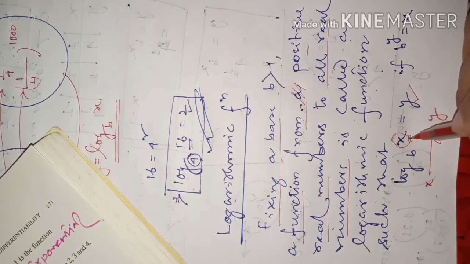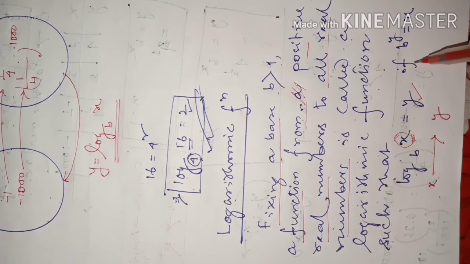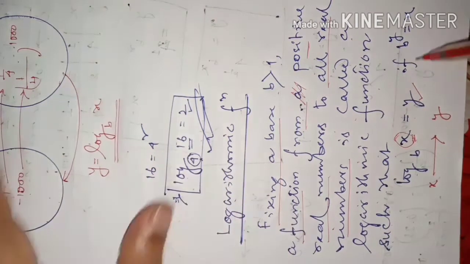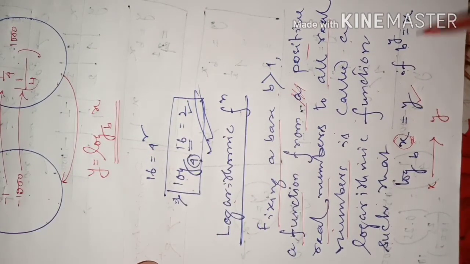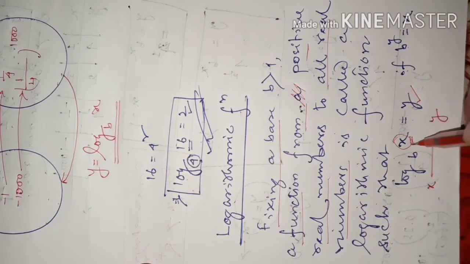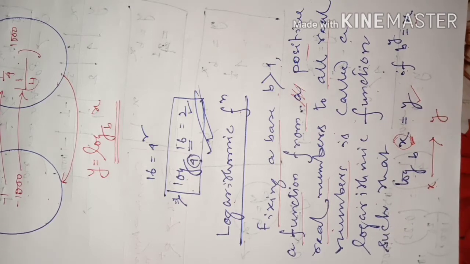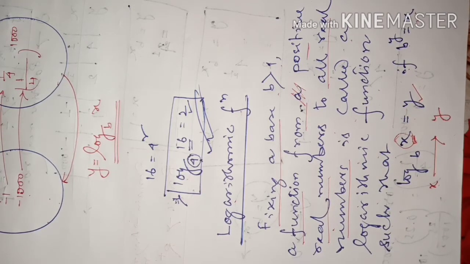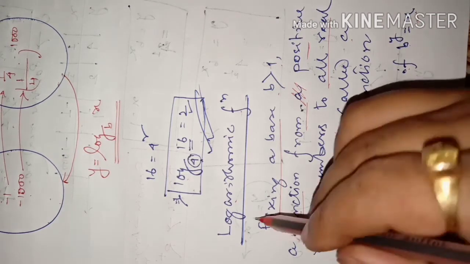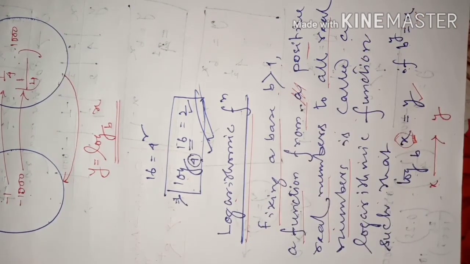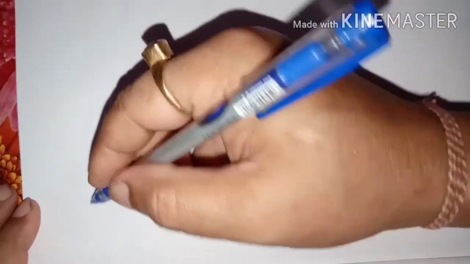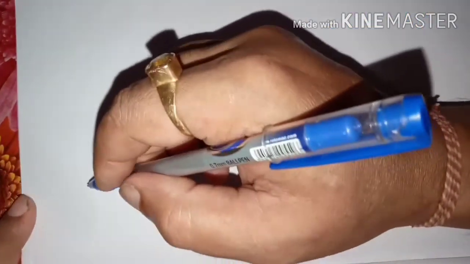Got the idea, students? So here also I have explained, if b to the power of y is equal to x, where this x is a positive real number, then x to y is a logarithmic function. So now to understand how to apply this logarithm, let us see some more rules and laws. I am writing some more examples to get the concept of logarithm.